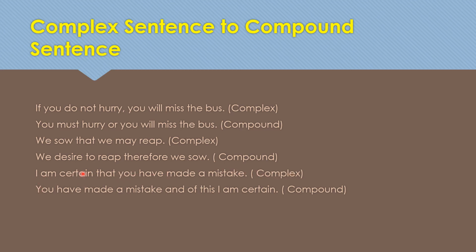The next example: I am certain that you have made a mistake. Complex sentence. I am certain, main clause. That you have made a mistake is the subordinate clause. This is a complex sentence. We have to make it into compound. So here we have used and as the coordinating conjunction. So, you have made a mistake and of this I am certain. This is a compound sentence.